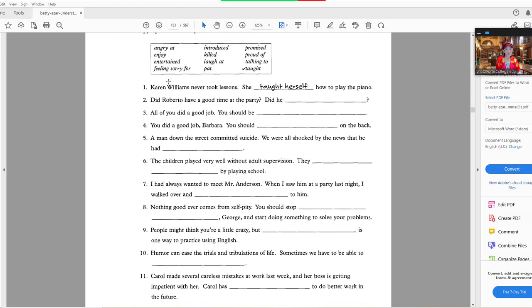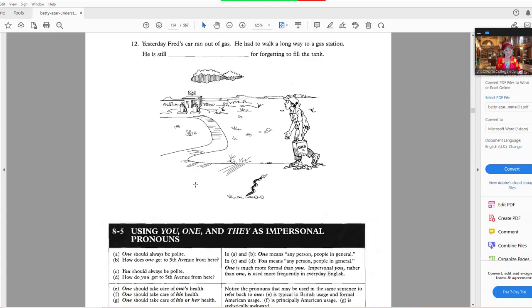And then, Karen Williams never took lessons. She taught herself how to play the piano. Did Roberto have a good time at the party? Did he himself get entertained? All of you did a good job. You should be proud of yourselves. So you have to figure out which one of these goes into these sentences.